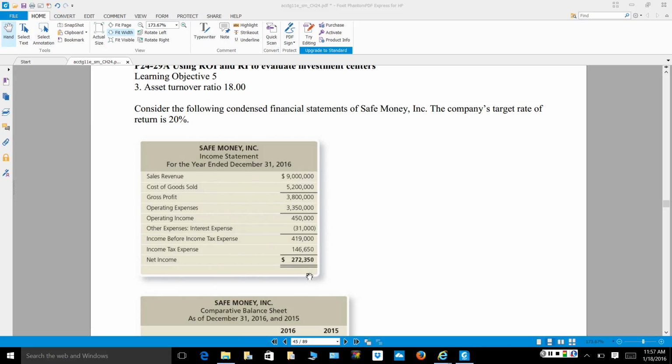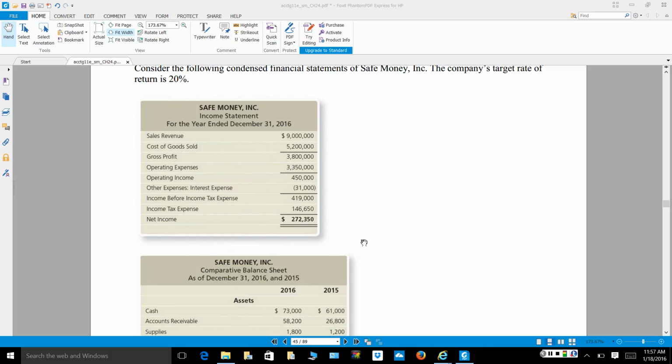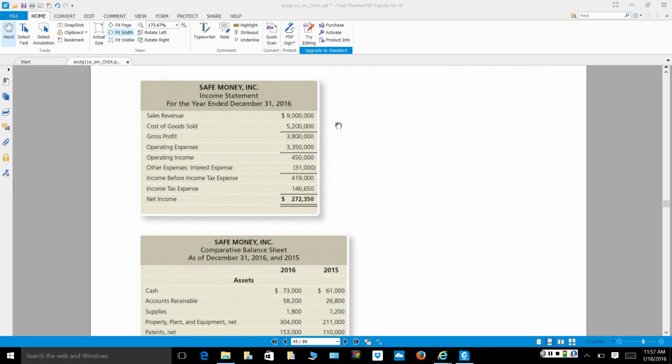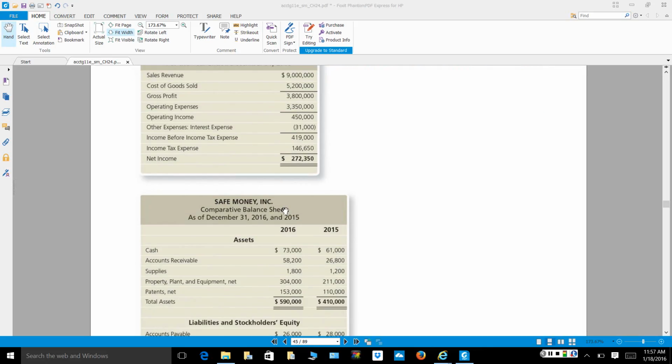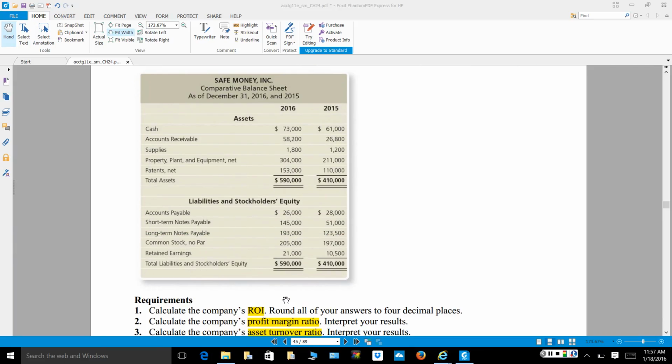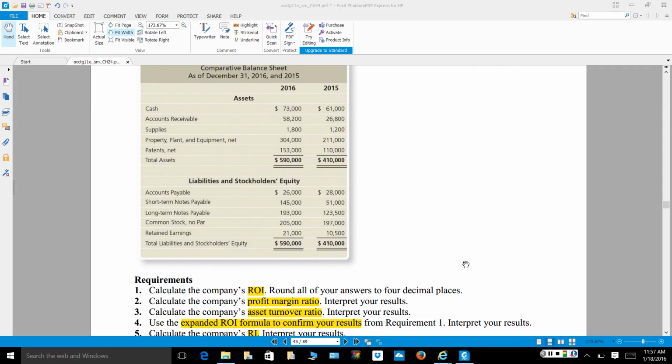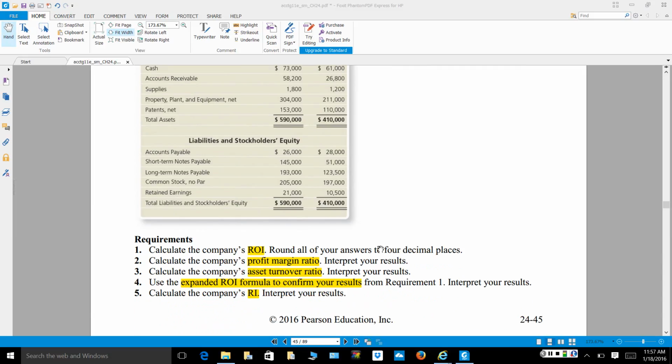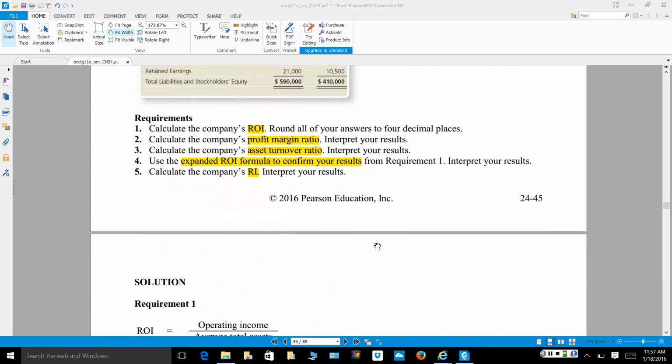Remember, we're going to need some key figures for return on investment: operating income, sales, and total assets. So we've got the information that we need from the income statement, and we've got the information that we need from the balance sheet. If we move to our requirements, it asks us to calculate return on investment, profit margin ratio, asset turnover ratio, the expanded return on investment formula, and residual income. So let's take a look at each of these.